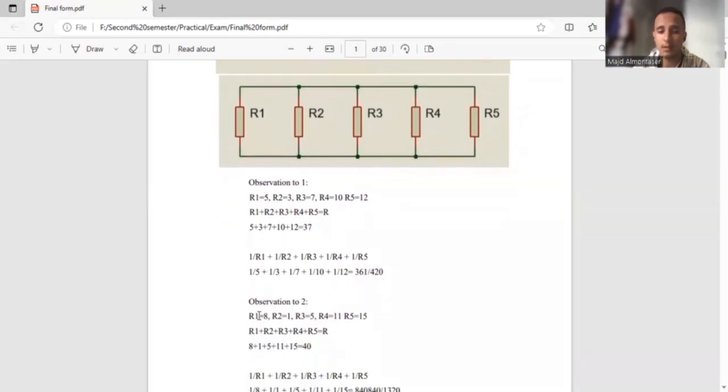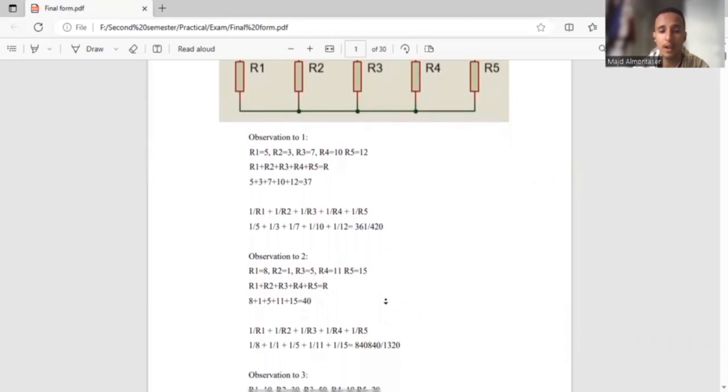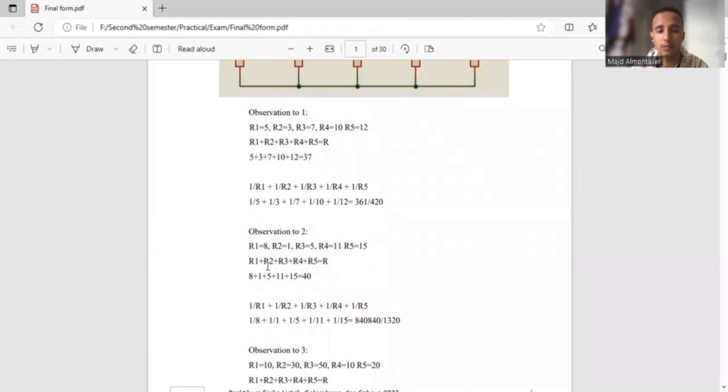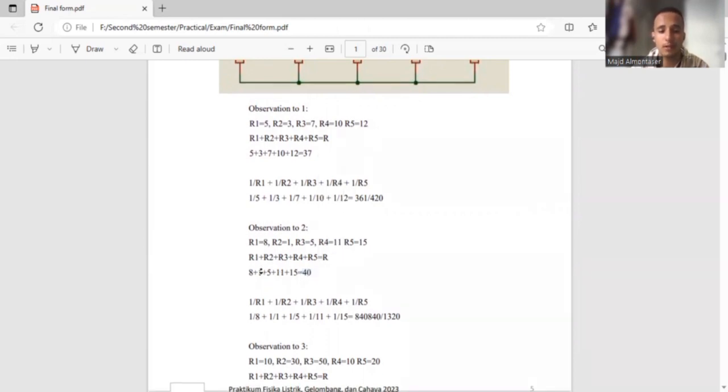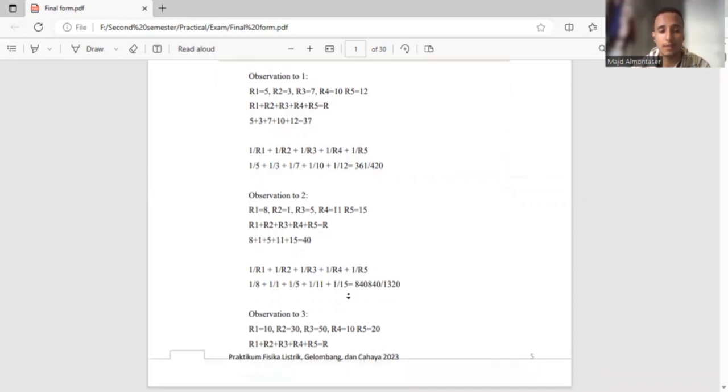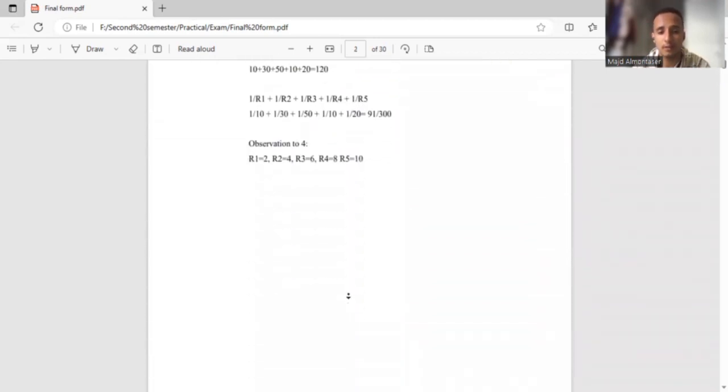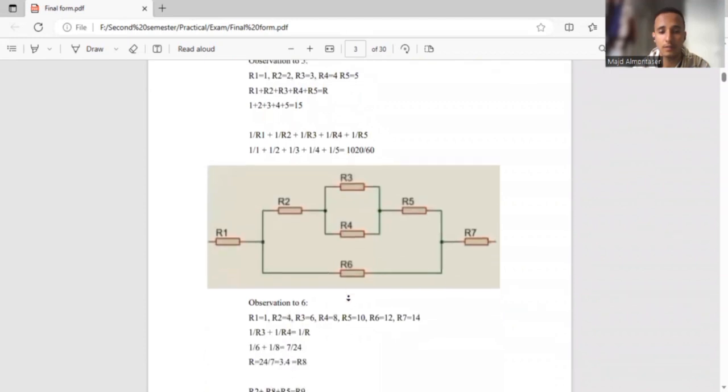And here is another example, like R1 equals 8, R2 equals 1, R3 equals 5, R4 equals 11, and R5 equals 15. In order to find the equivalent resistance in series connection, we add them together, we get the result 40, for example. And in order to find the equivalent resistance in parallel connection, we add the reverse of each, then we reverse it again in order to find the equivalent resistance. And these are more examples of this.